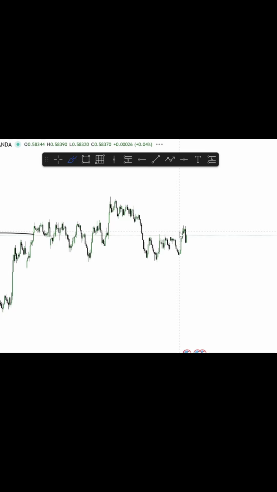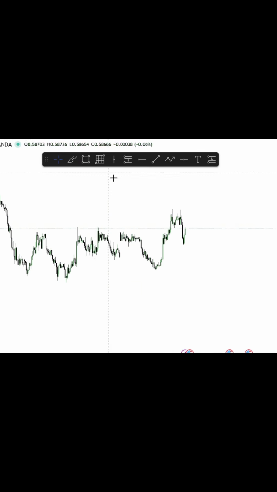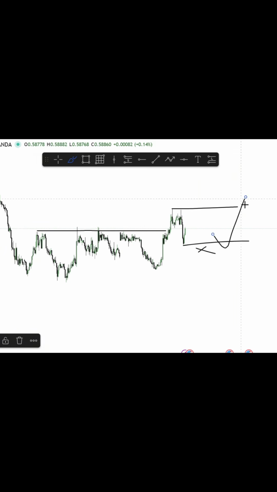If we move down onto the 1-hour time frame, what that would look like is a break over here, followed by another break. Points of liquidity like this one become a good point that we can look for longs in the future.